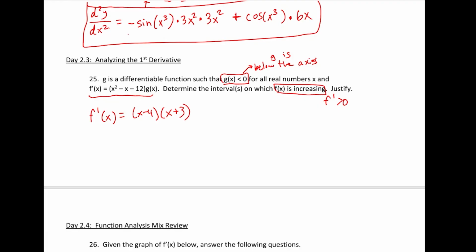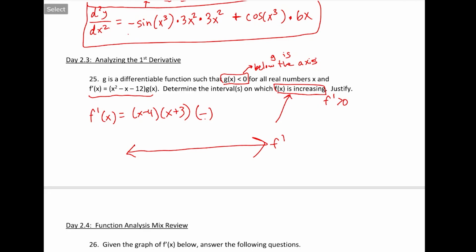And then all we really care about, since we just want to determine where f prime is positive, is g. We don't know too much about it, but we know it's always negative. So it's just times some negative number. I'm just going to put it like that. It's a little unconventional here, but what we want to do is create a number line for f prime, and since we're looking for where it's increasing, we want to know when f prime is positive.